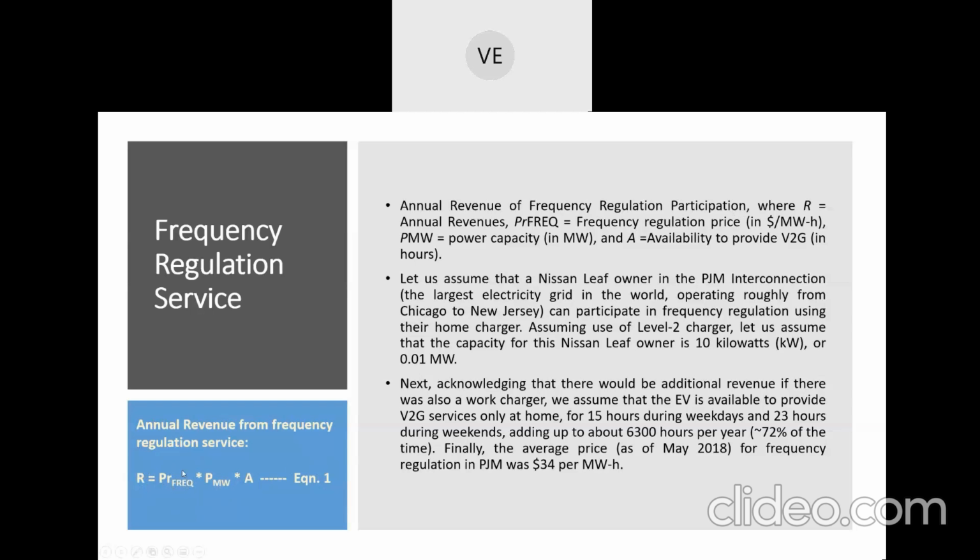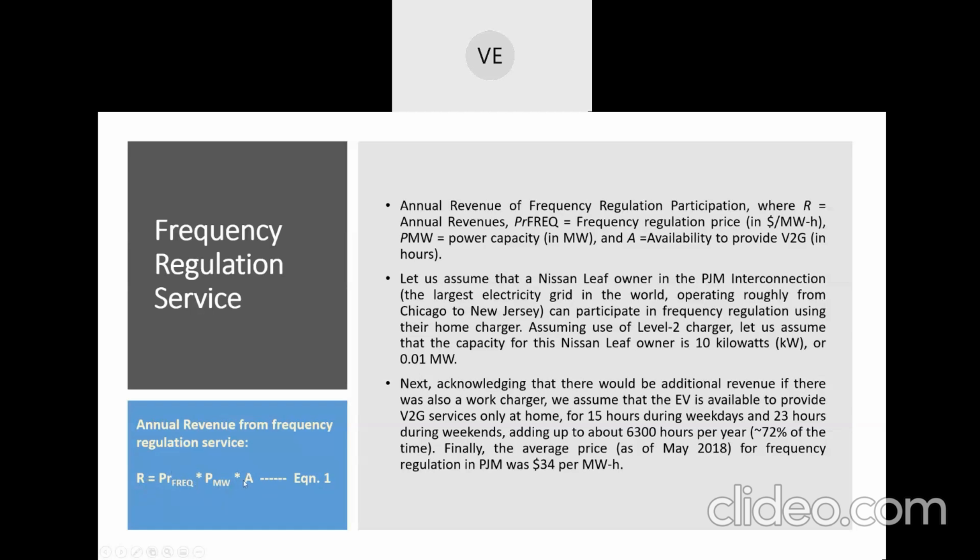where PR frequency is the frequency regulation charge or the frequency regulation price, which is expressed in dollars per megawatt hour. This is multiplied with the capacity of the battery, which is committed for frequency regulation. So this is dollars per megawatt hour into megawatt will give you dollars per hour. And if A is in hours, then it's dollars per hour into hour, which is in dollars. So the revenue is in dollars.